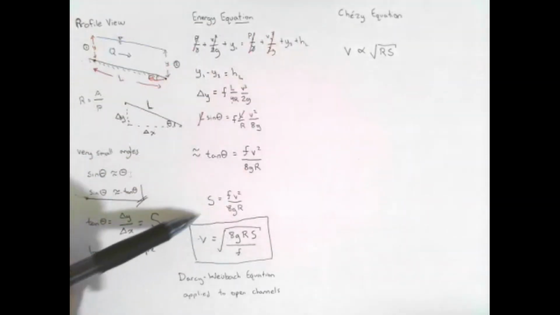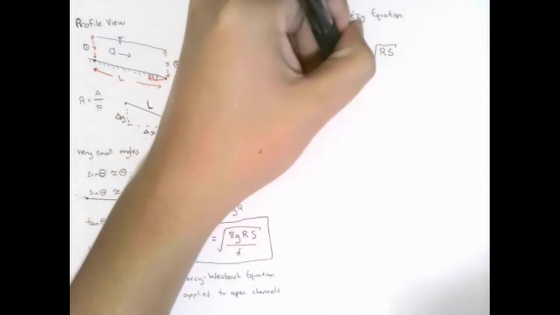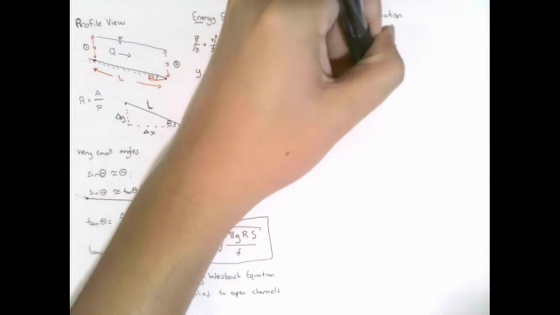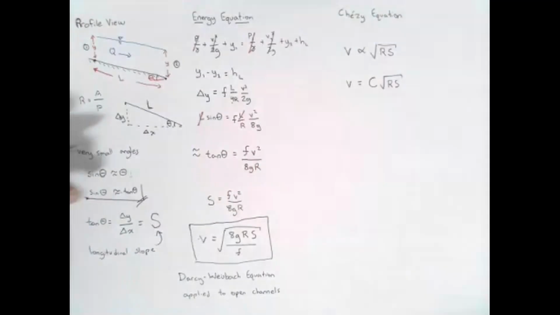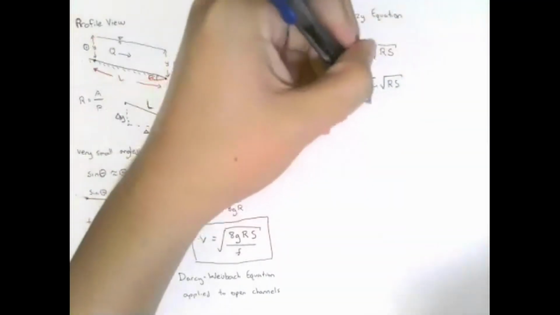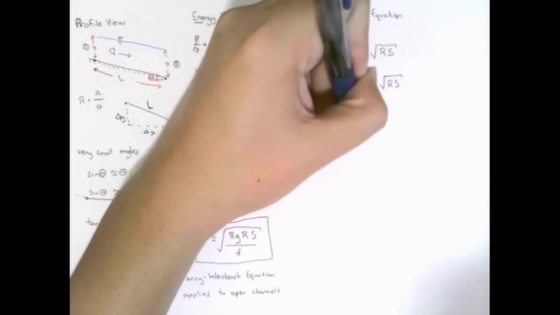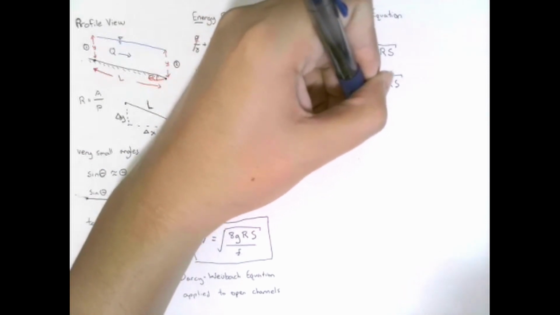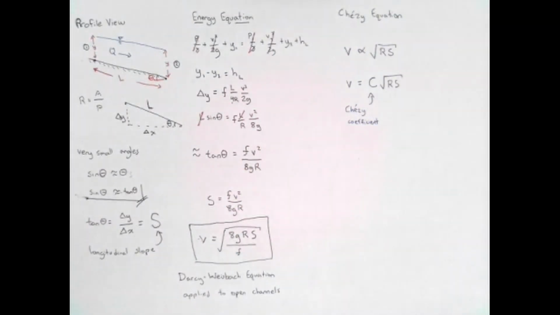And at first sight, this may not seem too similar to the Darcy-Weisbach equation, but we'll see that it actually is. So Chezy set his factor of proportionality. He just called it C. So we can say that the velocity in an open channel is equal to a coefficient that we call the Chezy coefficient times the square root of the hydraulic radius times the slope.